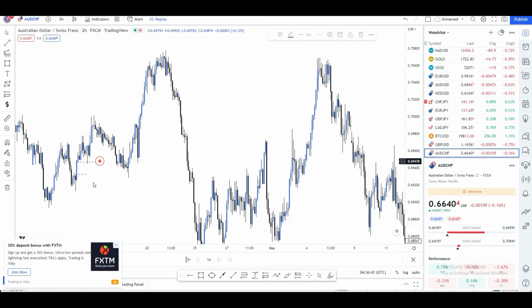We've got a demand area, we had an imbalance there, and as you can see, after price pushed up and broke multiple structures, price then finally gave us a correction back to the demand area, and look at how price then moved away from that.